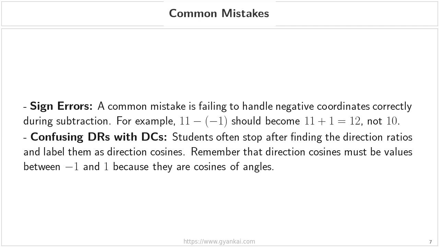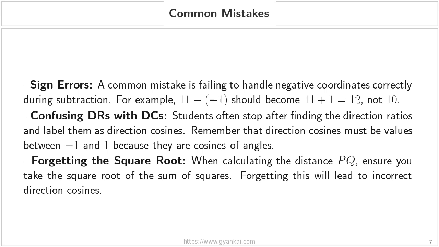Second, please be careful not to confuse your direction ratios with your direction cosines. I often see students perform the subtraction, find the direction ratios, and then stop right there, labeling them as direction cosines. Remember, direction ratios are just the differences, but direction cosines are the normalized values. A great way to check your work is to remember that because direction cosines are actual cosine values of angles, each individual value, L, M, and N, must fall between -1 and +1. If you see a number like 12, you know immediately that you are looking at a ratio, not a cosine.